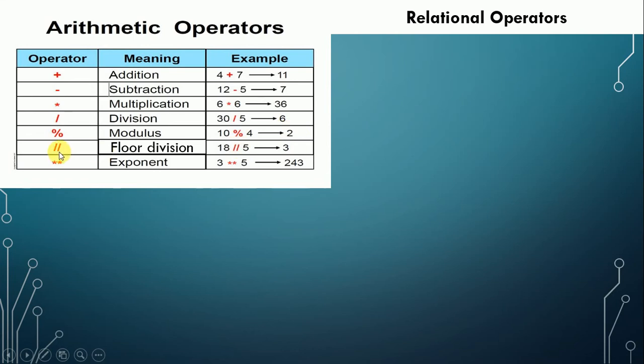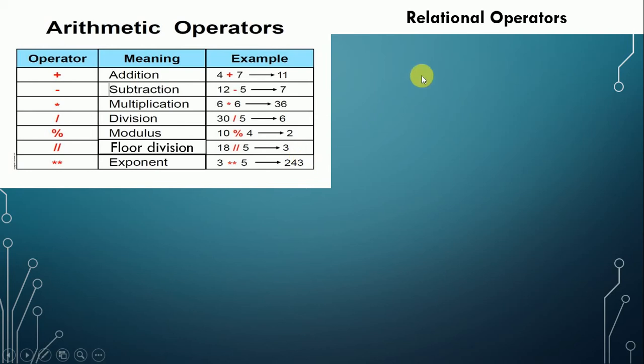Then this is known as the floor division operator. It gives us the quotient without the decimal places, like 18 divided by 5. 5 3s are 15. If we only divide it, the answer would have been 3.6. But with the help of the floor division operator, it gives the integer part, that is 3. Then this is the exponent operator, which gives us the power. Like if I say 3 exponent 5, that is 3 raised to the power 5, it multiplies 3 five times and gives me the answer 243.